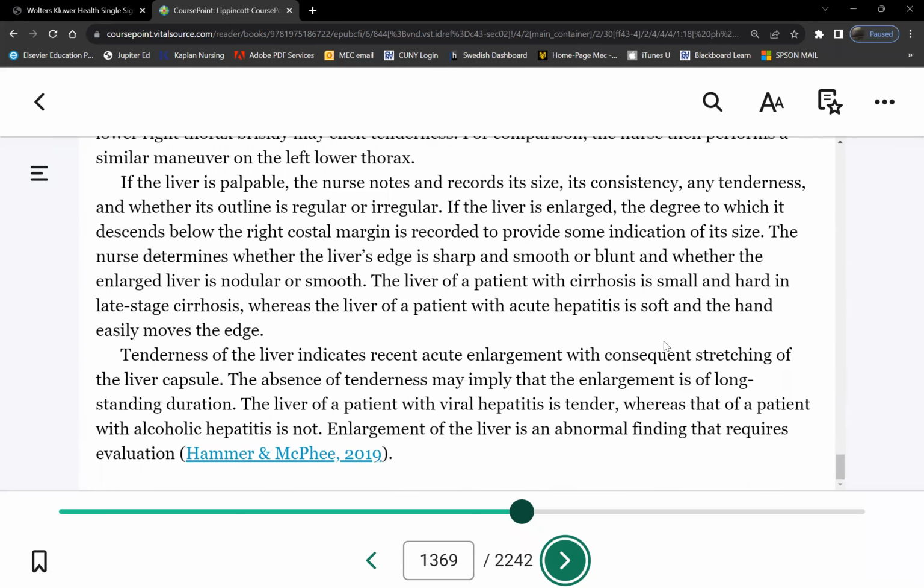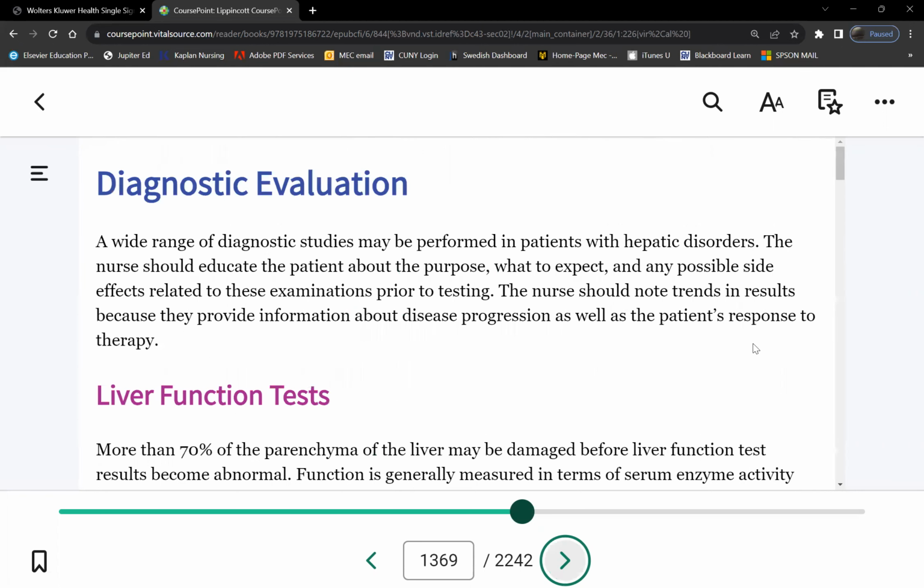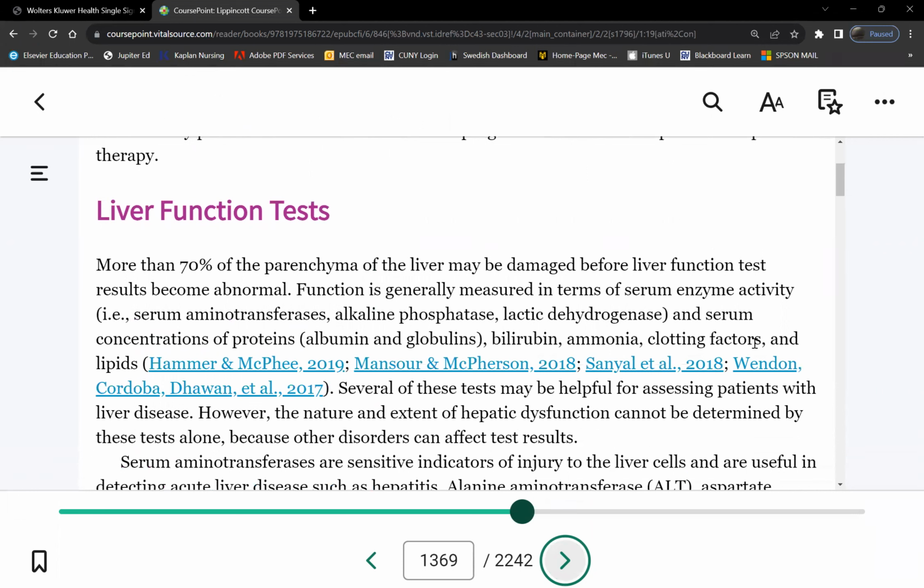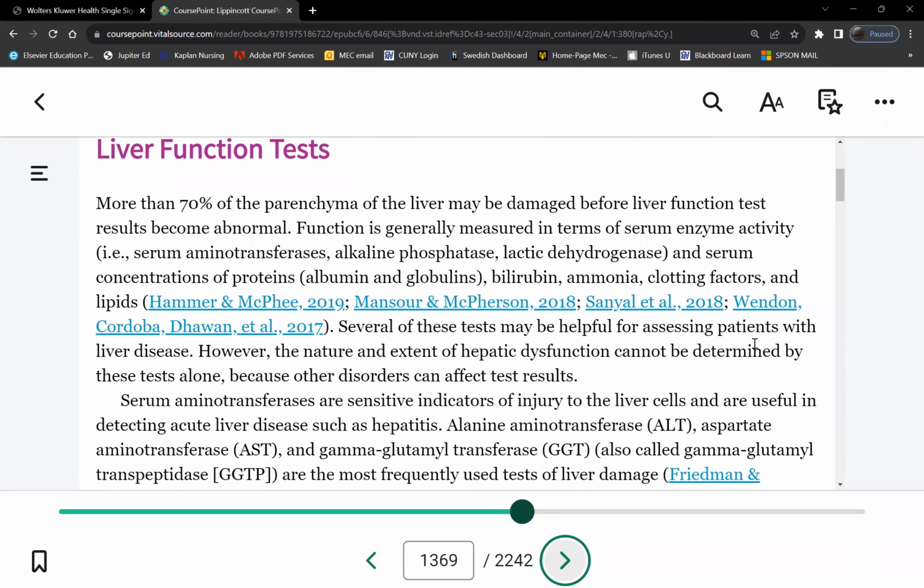So the liver is normally not palpable. If it's palpable, that means it's enlarged. That's a sign that you have beginning liver disease. Of course, there are acute and chronic forms. Obviously, cirrhosis is chronic. You can have acute liver disease, let's say from hepatitis, which could be drug-induced or virus-induced.